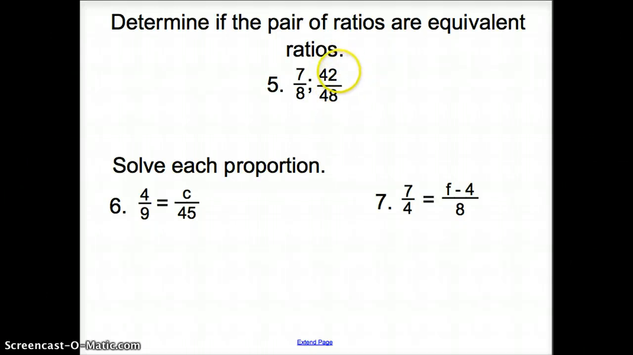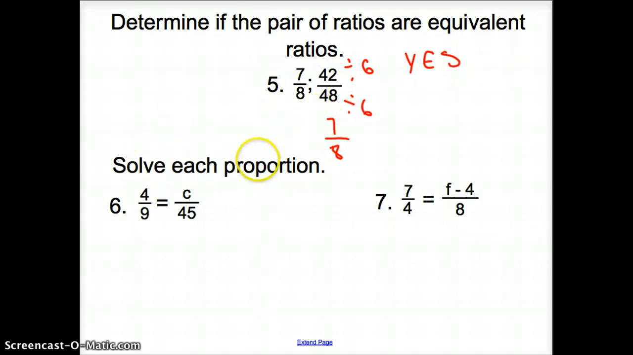Well, I know that 42 is divisible by 7. Is 48 divisible by 7? No, it's not. Well, 42 is also divisible by 6. Is 48 divisible by 6? Yes, it is. So 42 divided by 6 is 7. 48 divided by 6 is 8. And so now that we have the same fractions, they are equivalent. So yes, they are equivalent. If they were different fractions, then obviously they would not be equivalent.